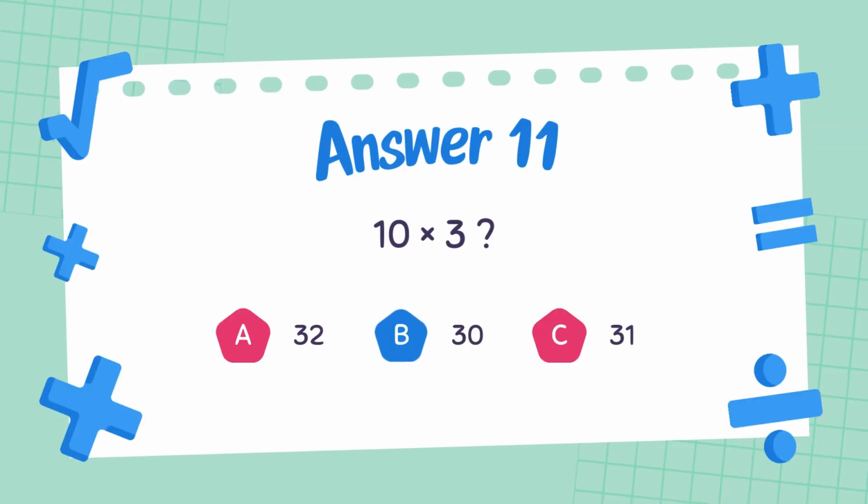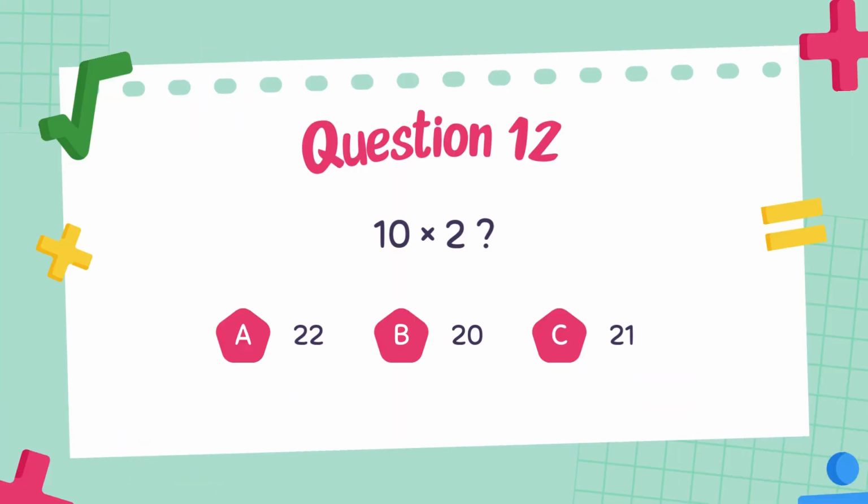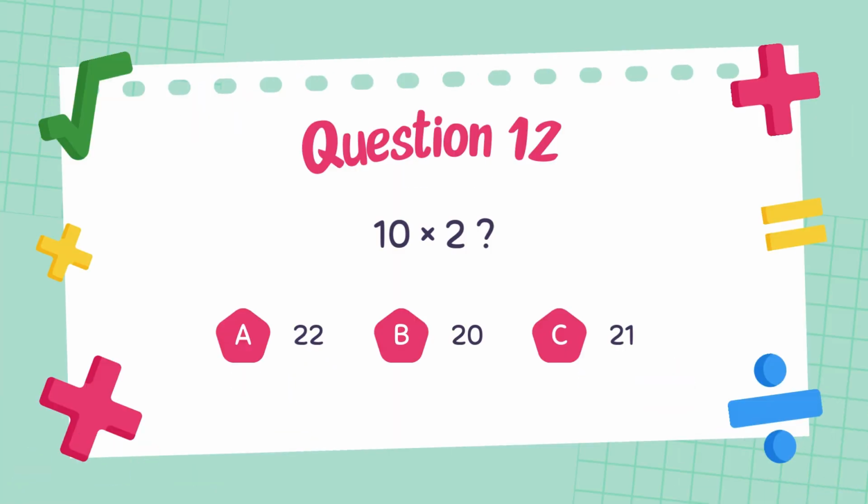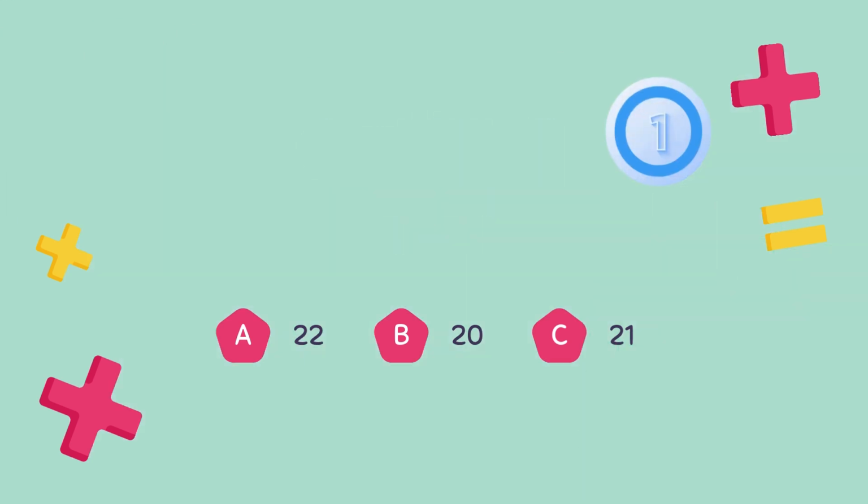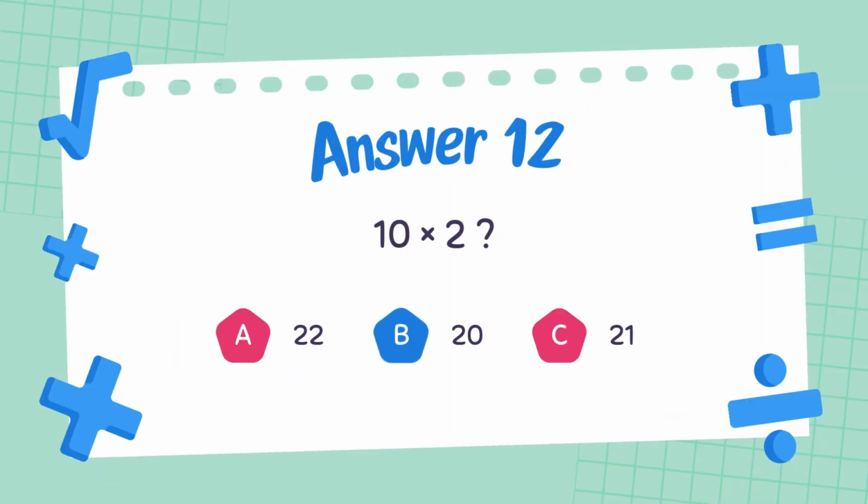Excellent. Question 12. What is 10 times 2? Is it A, 22, B, 20, or C, 21? The answer is B, 20.